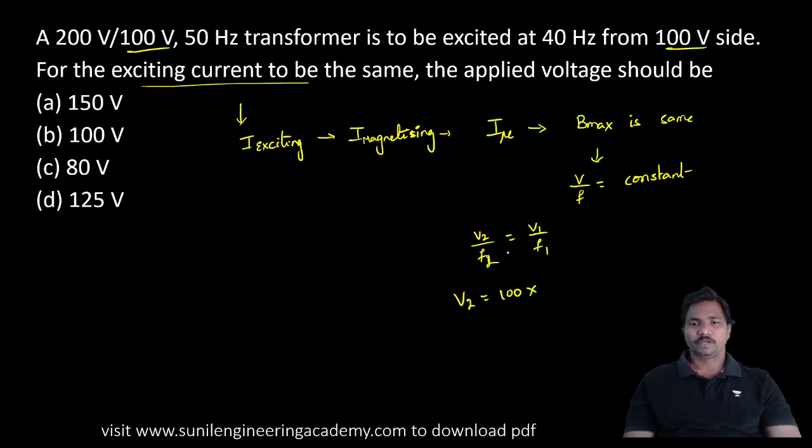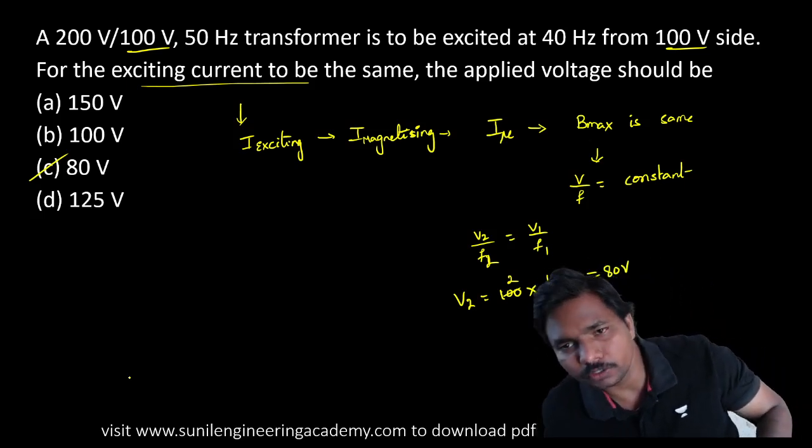So 100 volt into V2 by F2. F2 is nothing but 40 Hz by F1, 50 Hz. V1's, that is 80 volts. So the answer is option C. No need to write all this.